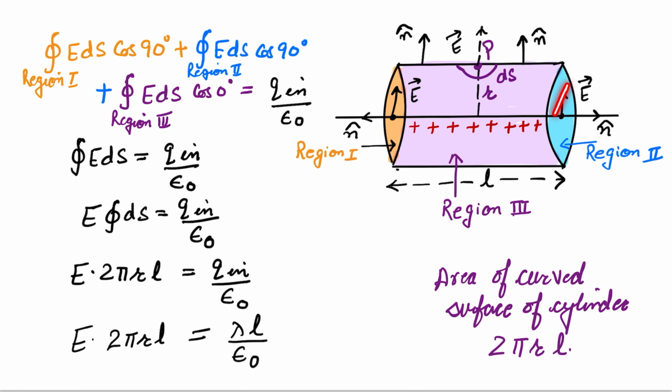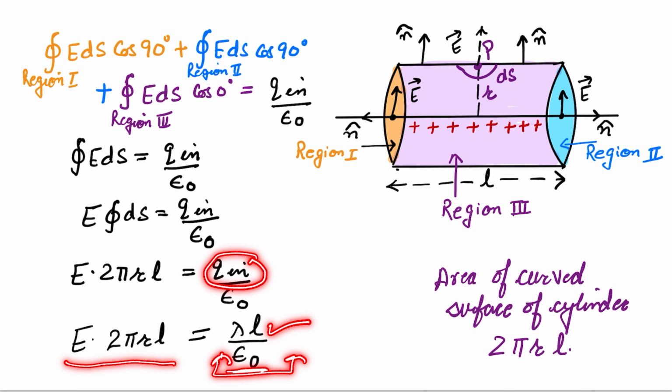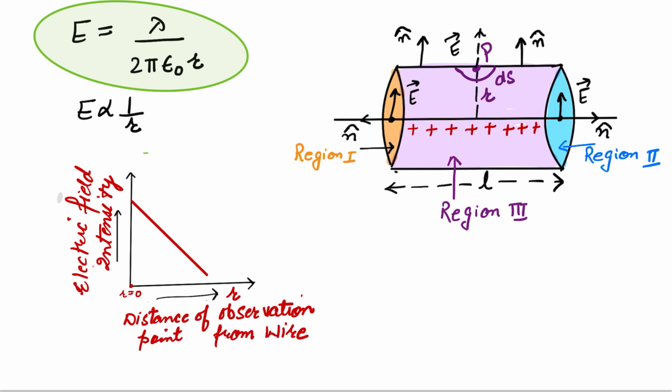The surface area of these both circular portions, for that the flux comes out to be 0. So we have neglected those zones. So we have E dot 2 pi RL is equal to lambda L divided by epsilon naught. We have substituted the value of Q, that is lambda into L. A little rearrangement of the equation gives us electric field is equal to lambda divided by 2 pi epsilon naught into R. Observation is that electric field is varying inversely to the distance of observation point from the wire.